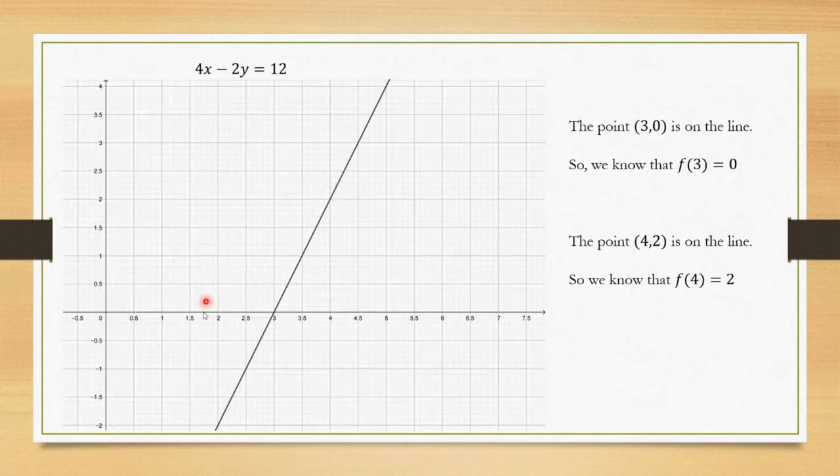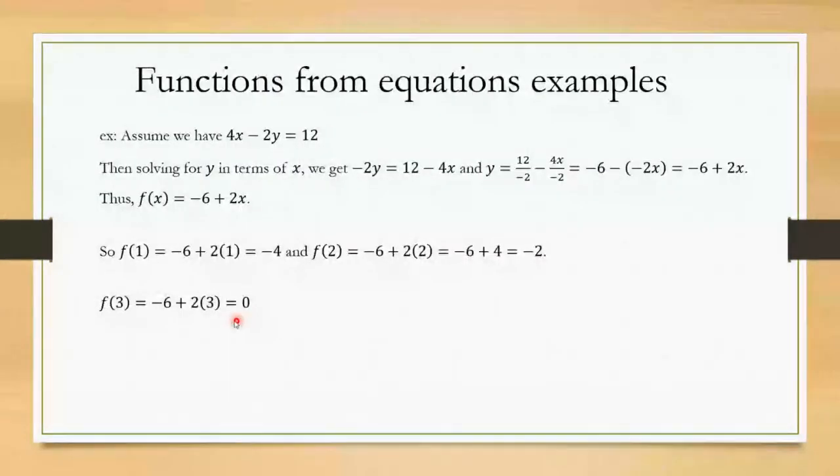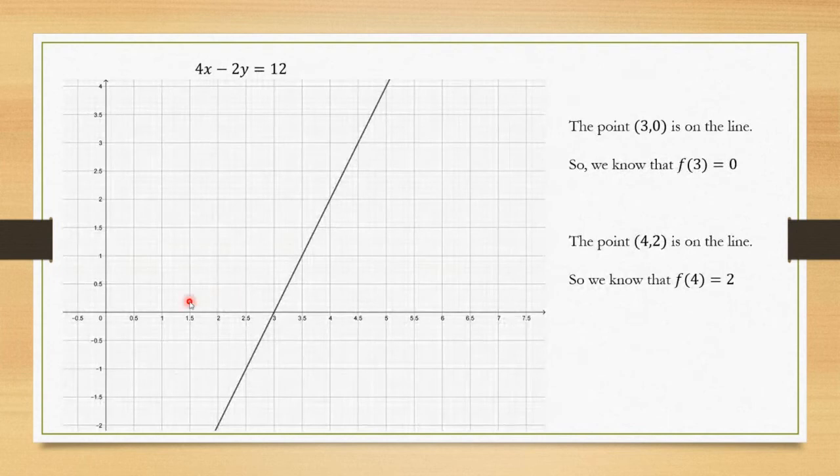And if we were to graph it, we would actually get the points. Like (3, 0) is on the line, right? We got f of 3 is 0. So when x is 3, y is 0. When x is 1, you can't see it from here, but when x is 1, y is -4.